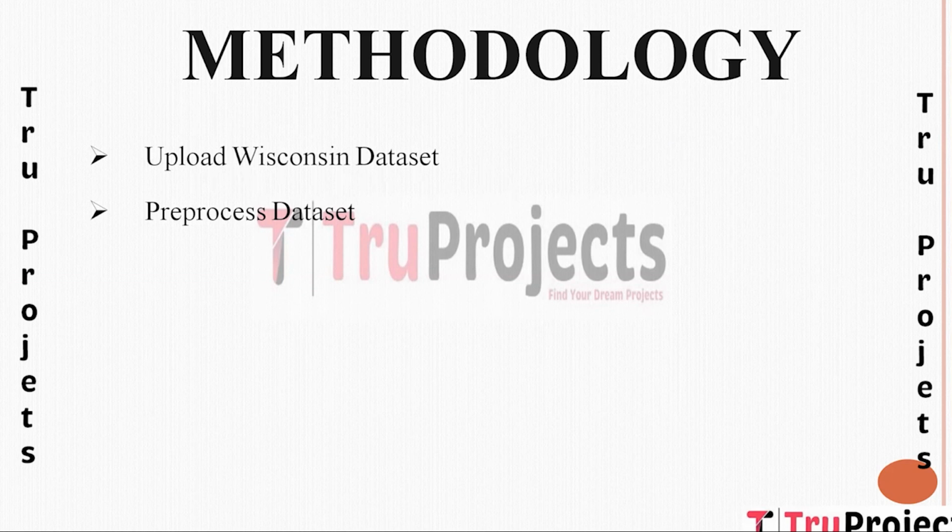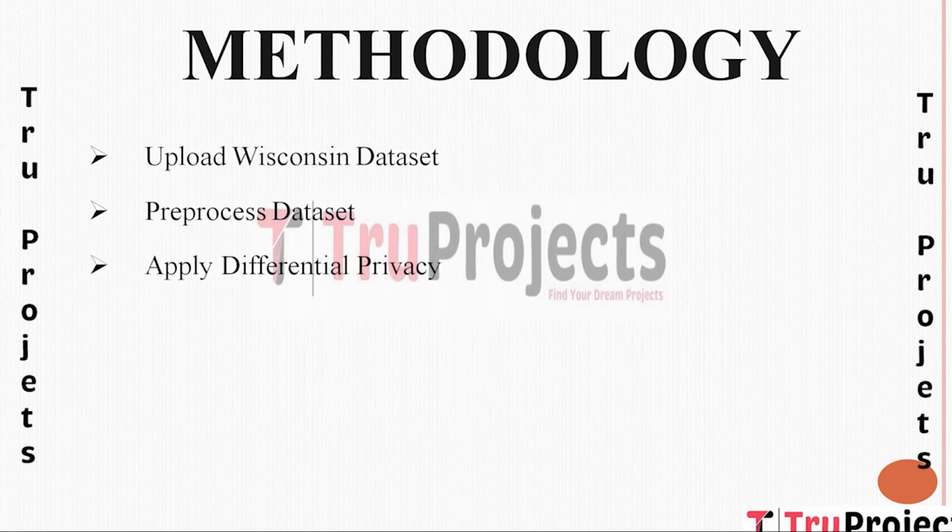Pre-processed dataset. Data pre-processing is a critical step in any machine learning project. This module involves cleaning, normalizing, and organizing the dataset to ensure that it's suitable for model training. Data pre-processing may also involve handling missing values, feature selection, and data splitting.